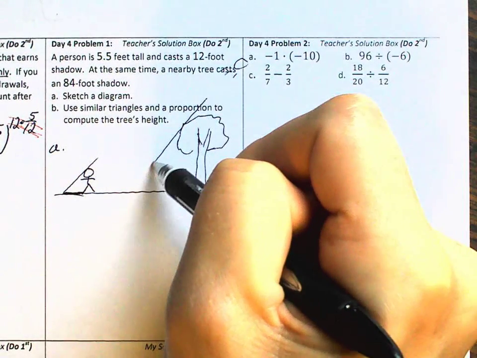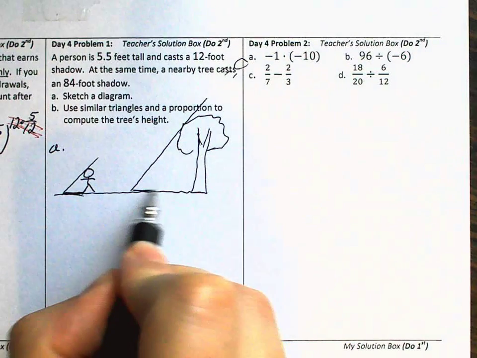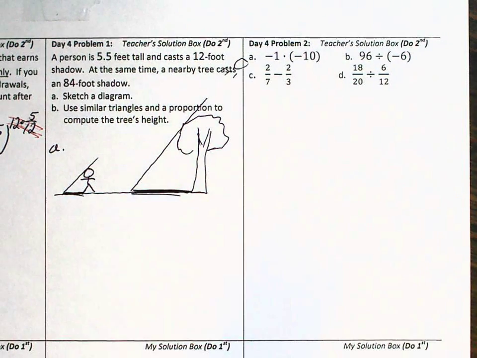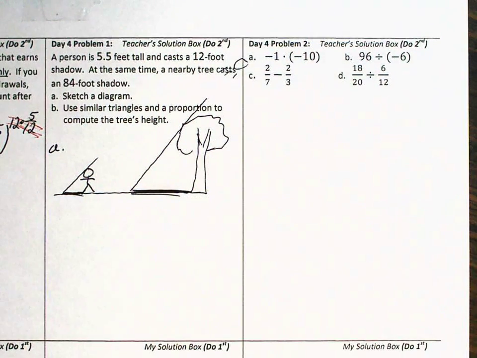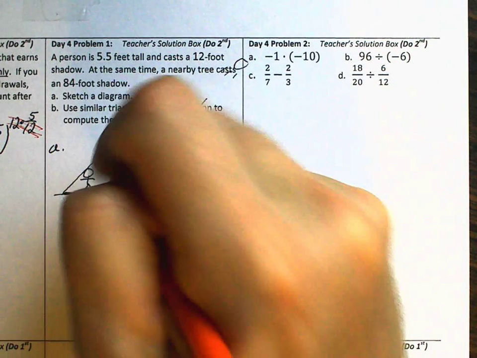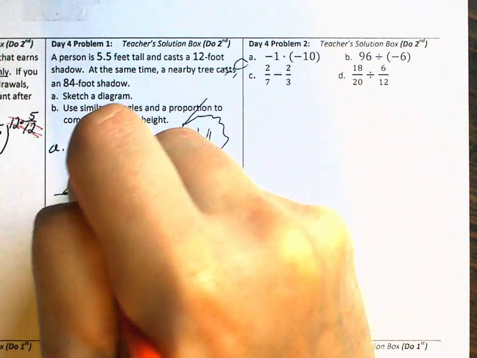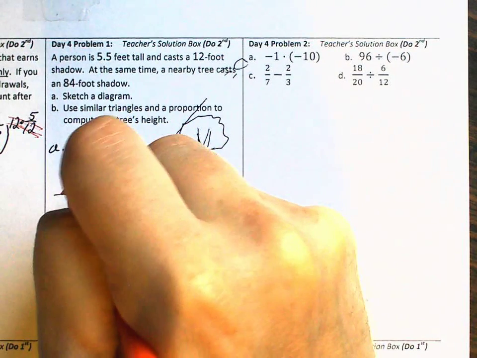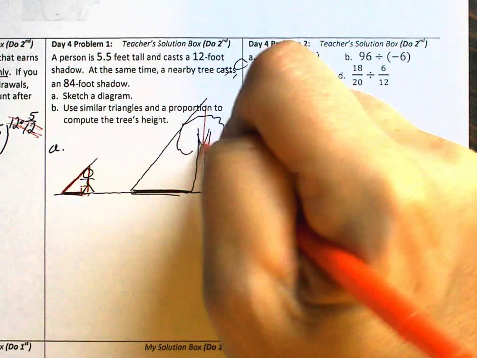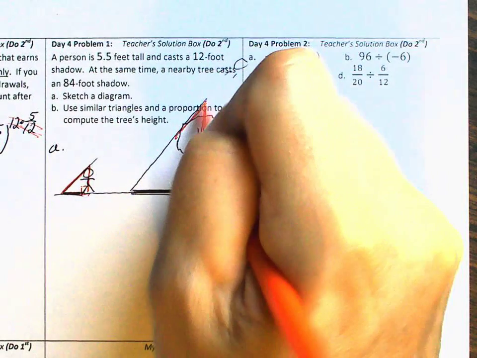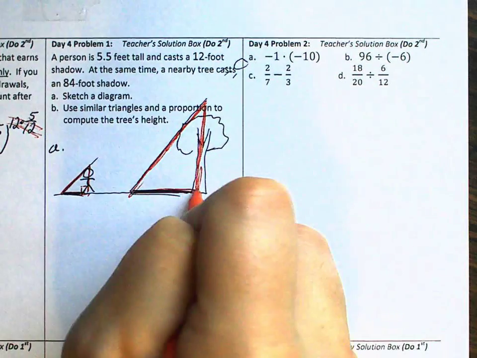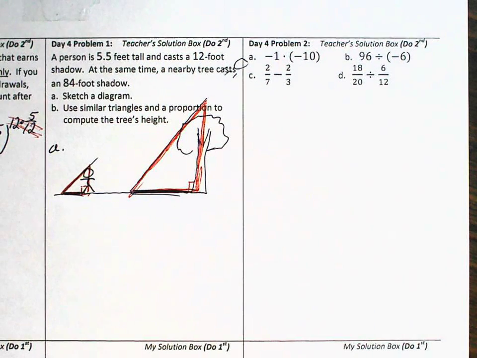So the sunbeam comes down like this, and then this part of the ground is going to be darker because the tree is blocking the sunbeams. So what we have here are some right triangle shapes. So there's a right triangle located where the person is, and there's a similar shaped right triangle located where the tree is. Now we can label some measurements on here.